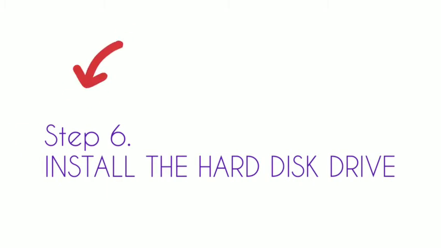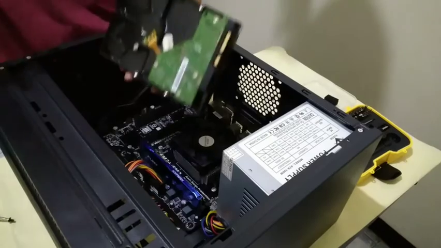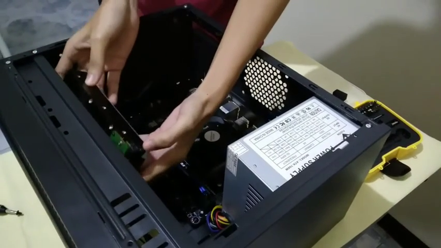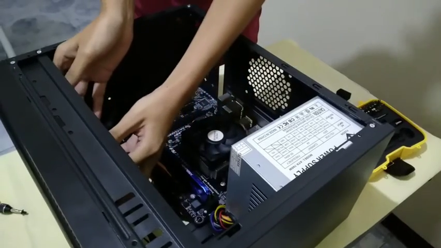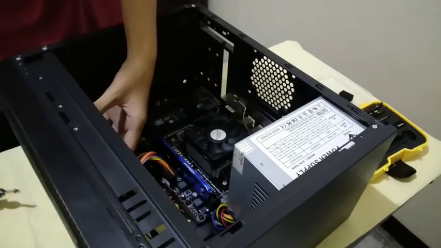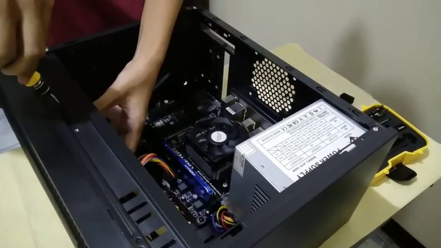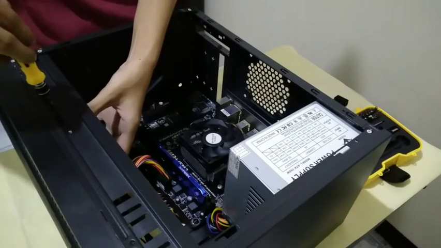Step 6. Install the hard disk drive. Mount hard disk drive in the case drive base and fix it in place with screws through the case frame holes. Connect the drive to the motherboard using SATA cable and plug in power cabling to the storage drive.